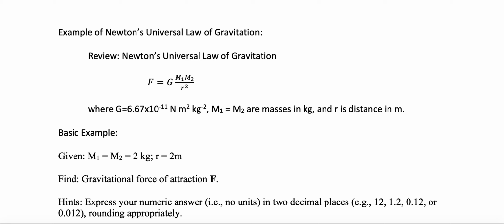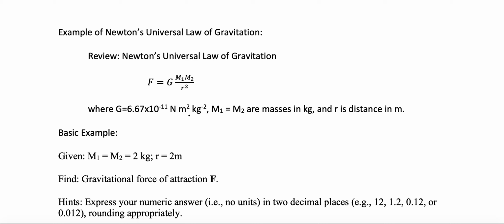Let's look at an example of Newton's universal law of gravitation. But first, let's review the law. In the law, we have a gravitational force of attraction, which is F. That is equal to this universal gravitational constant G, which has a value of 6.67 times 10 to the minus 11th Newton meters squared. And notice it says kilogram to the minus 2.